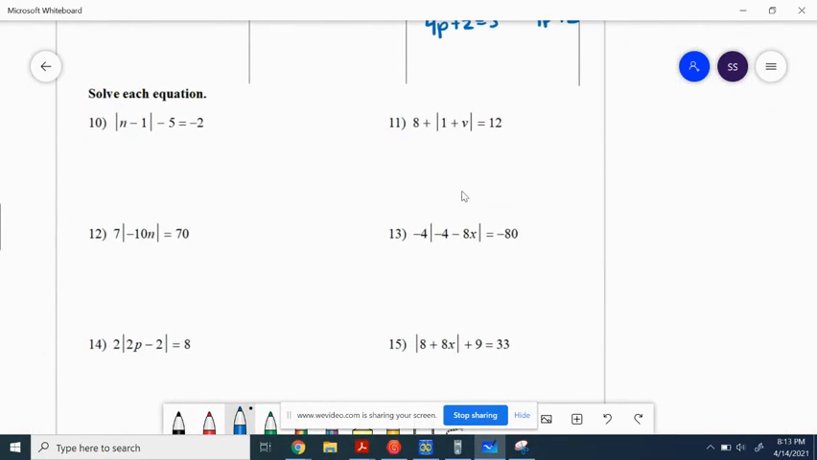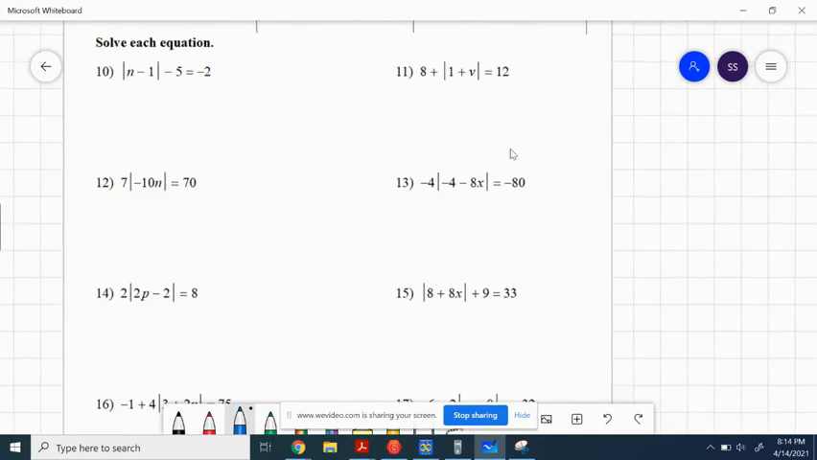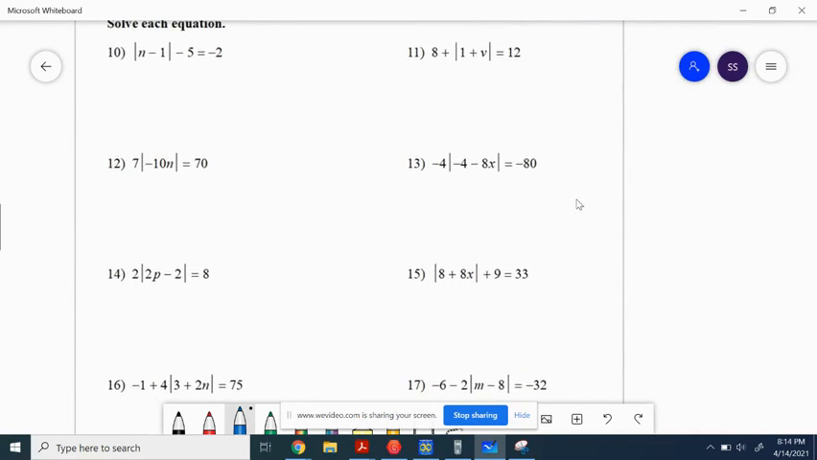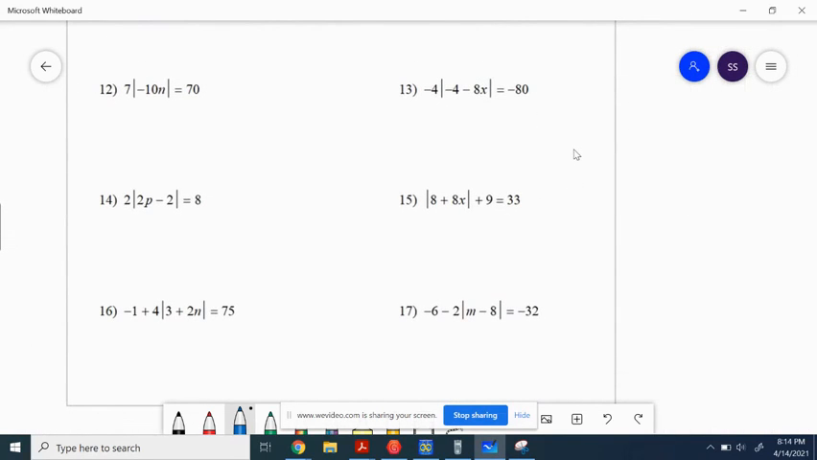The rest of these are pretty straightforward. I think you guys should be able to get these done. Just remember, like problems 16 and 17, I can't add these together. Can't combine those. I need to get rid of the negative 1 and then get rid of the 4. So I would want to add 1. If I do it to one side, I have to do it to the other. And then once you do all that, update the problem, then you're going to need to get rid of this 4 by dividing.